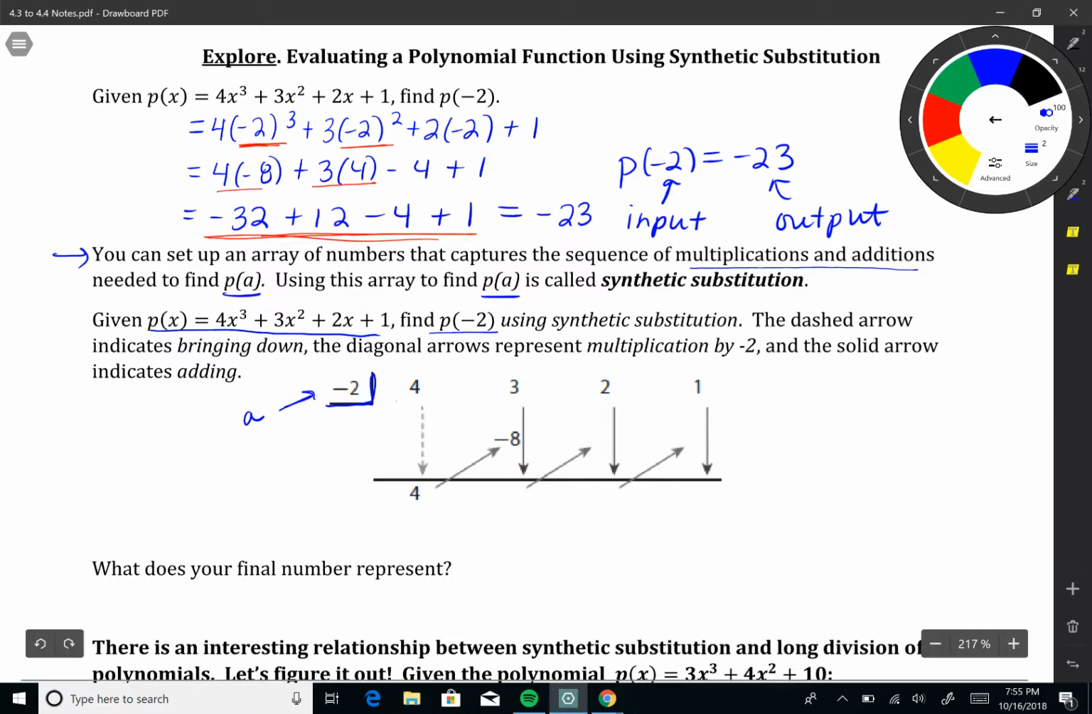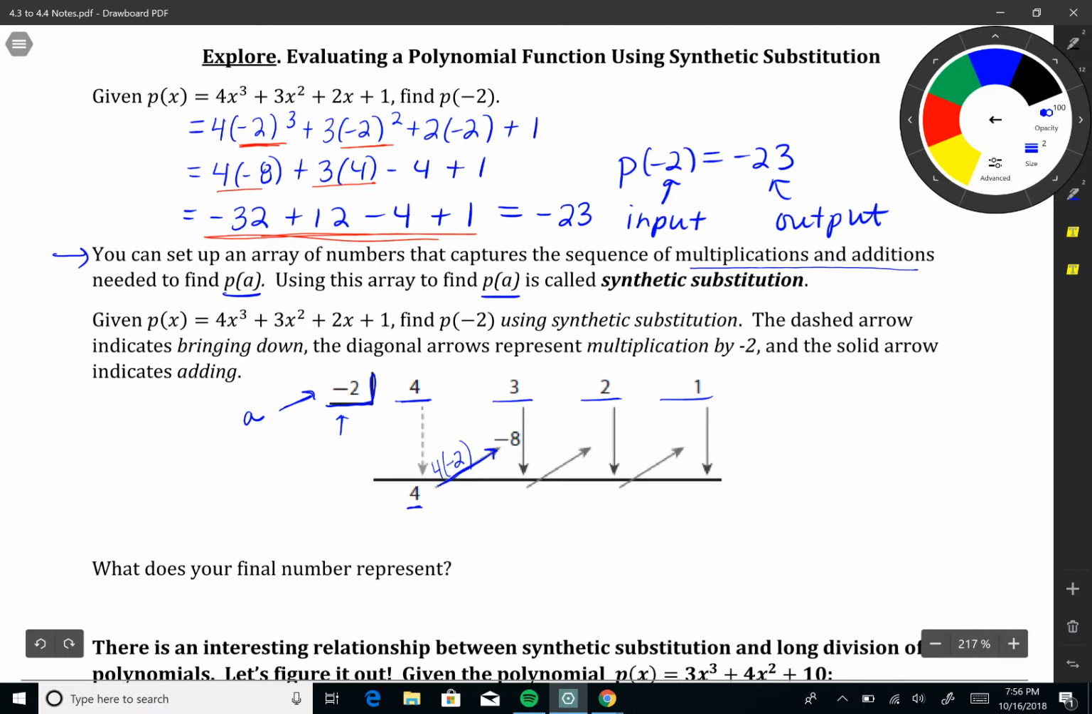Okay, then these numbers up here. Take note, those are the coefficients of our polynomial function that's written in standard form. So we do need to make sure our polynomial function is in standard form. And then what we do to get started is we bring down our first 4, our first coefficient, and that's where we start right here. And every diagonal arrow following that means we take this number down here and we multiply it times our input, our a value up here, negative 2.